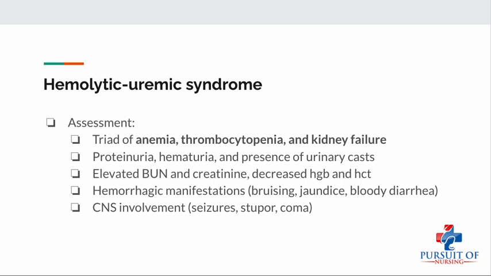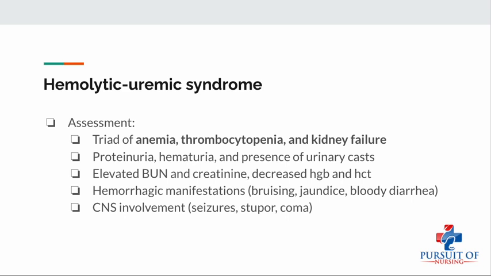The patient may even have hemorrhagic manifestations, including bruising, bloody diarrhea, jaundice, and then in very severe cases, CNS involvement like seizures, coma. So if this child is anuric, not producing any urine, dialysis may be warranted. A patient on dialysis is going to be placed on a fluid restriction just to make sure they're not fluid volume overloaded. And then you're going to need strict monitoring of the fluid intake and output.